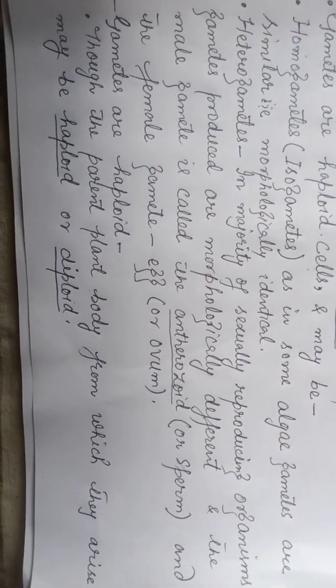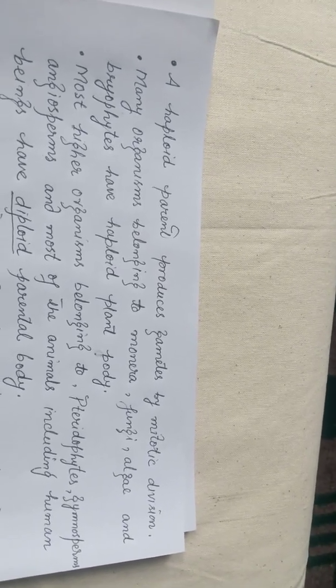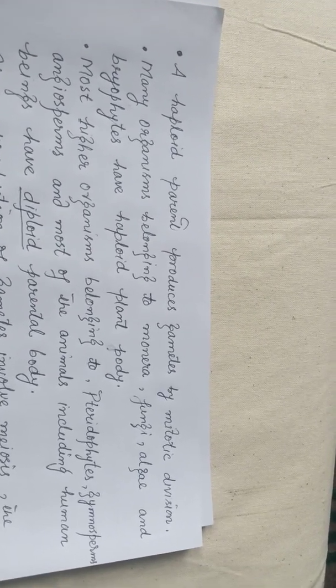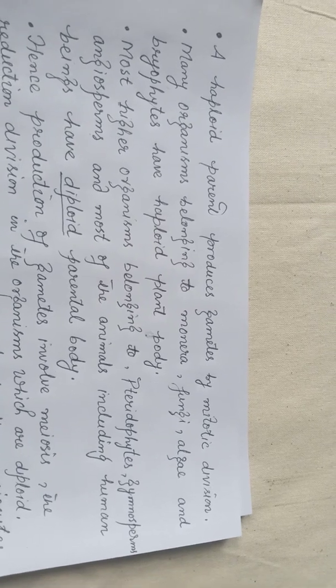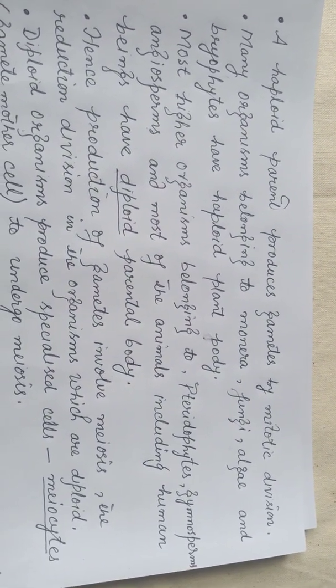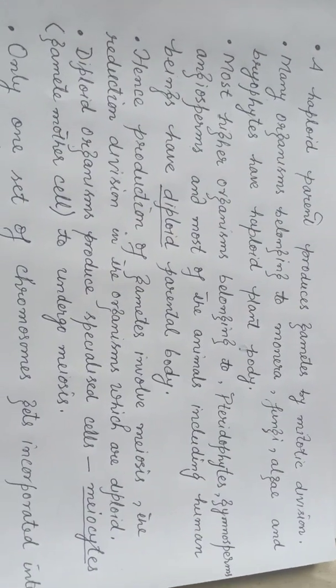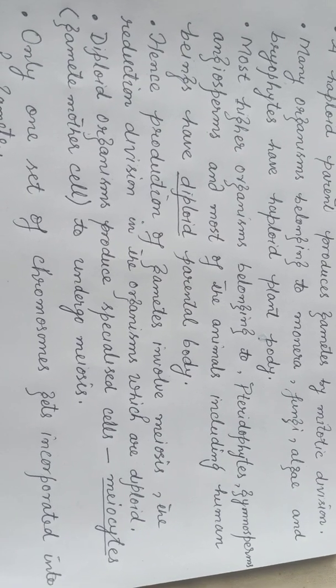Gametes are haploid, though the parent plant body from which they arise may be haploid or diploid. Haploid, you must be knowing, means with half the number of chromosomes. A haploid parent produces gametes by mitotic division. Many organisms belonging to Monera, fungi, algae, and bryophytes have haploid plant body and thus produce their gametes mitotically. But most of the higher organisms belonging to pteridophytes, gymnosperms, angiosperms, and most of the animals, including humans, have diploid parental body. Hence, production of gametes involves meiosis, the reduction division, in the organisms which are diploid.